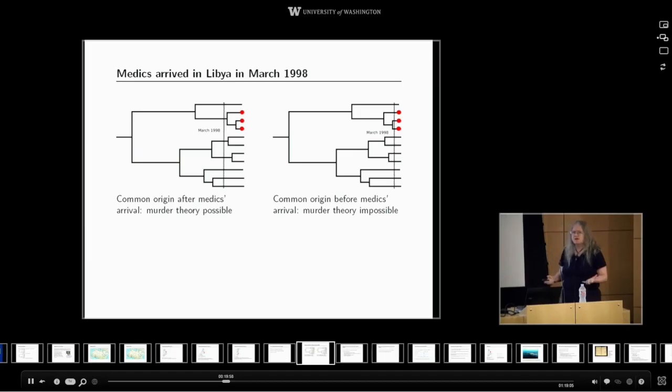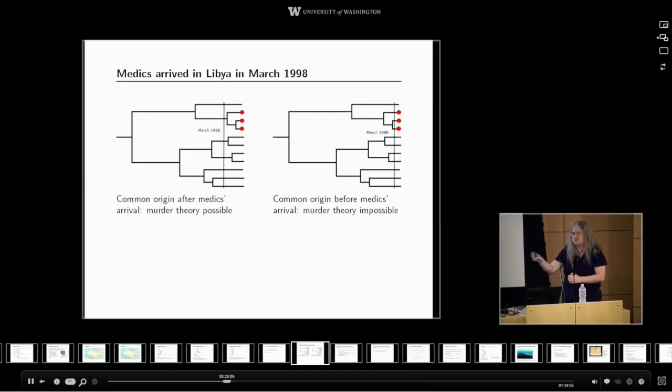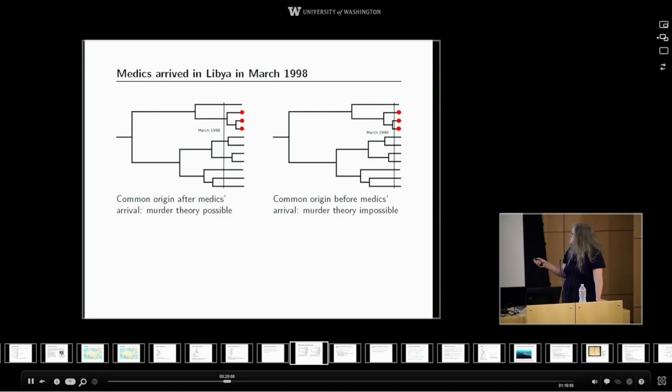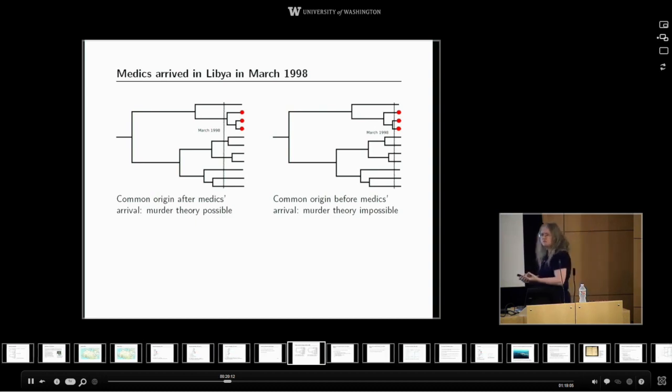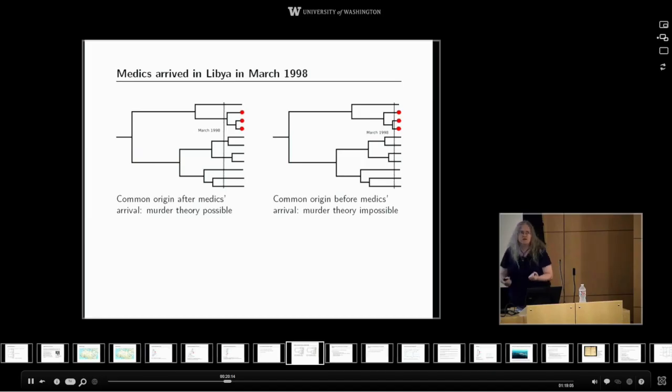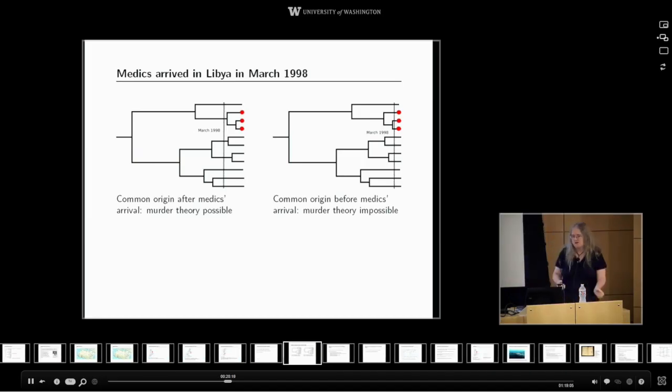It's very difficult to imagine that someone who was setting out to infect children would bother to get a whole bunch of different but closely related strains, put them in separate bottles, and infect a child with each one. If the common origin of the infections that hit these children is prior to the arrival of the medics in Libya, it's almost sure that the medics couldn't have been involved in doing it.